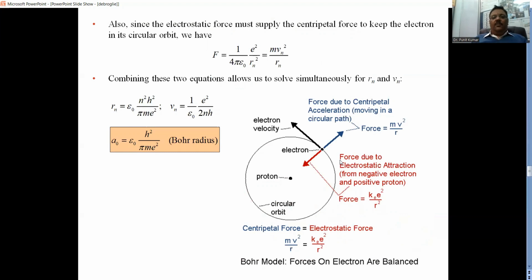Since the electrostatic force must supply the centripetal force to keep the electron in a circular orbit, both forces should balance to keep the electron in the orbit. The electrostatic force is this, and this is the centripetal force. They should be balanced. From this, we can find the radius of the Bohr orbit, that is the radius of the nth orbit. For the 0th orbit, this value is called the Bohr radius.